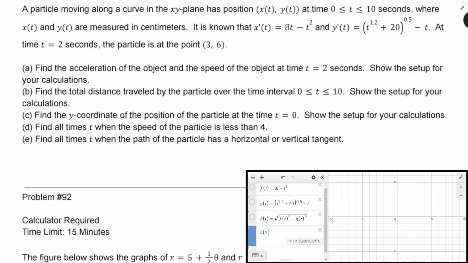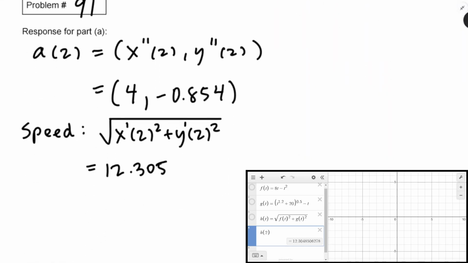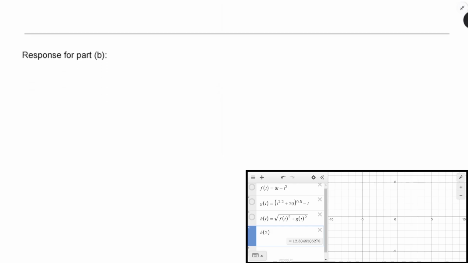Okay, part B, find the total distance traveled by the particle. We know the formula for that. Show the setup for your calculations. That just means we need to show the things that we already know that we have to show for the calculator. Okay, so total distance on 0 to 10.